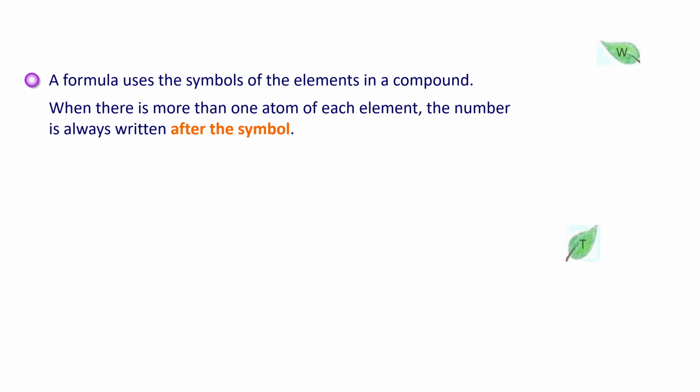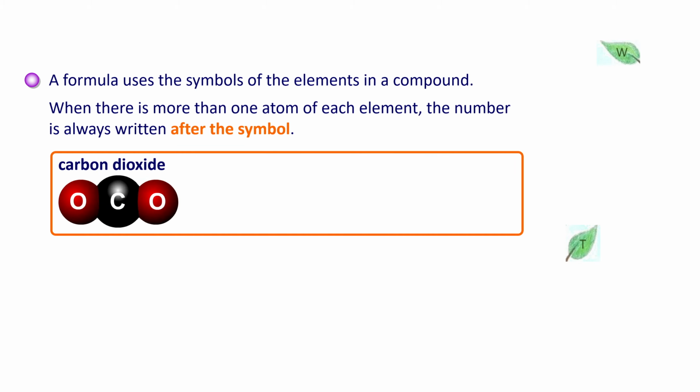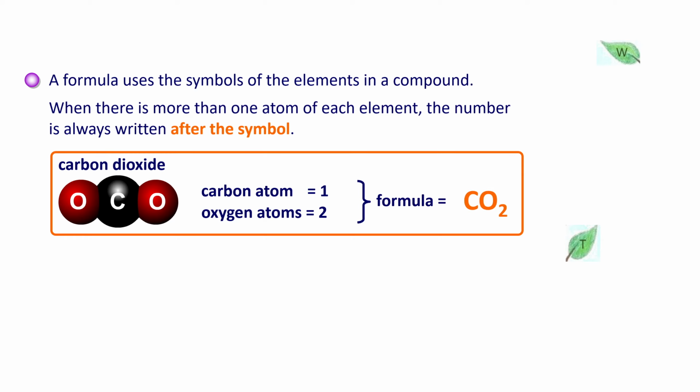So, a formula uses the symbols of the elements in a compound. When there is more than one atom of each element, the number is always written after the symbol, which we did before. So, we're kind of recapping the particle diagrams, which we did. Now, what you have to be able to do, either given this particle diagram, or given this here, you have to be able to come up with the formula for that compound.